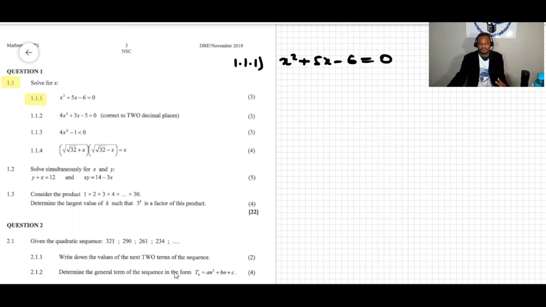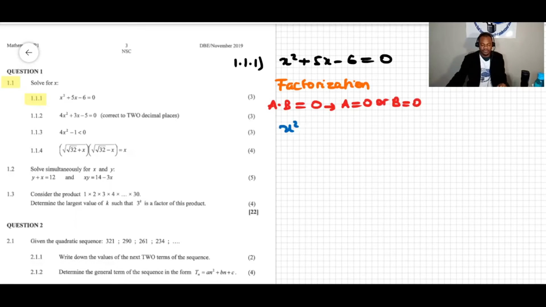So our trinomial, we can solve this by factorization. Factorization is when we change this trinomial in terms of a product of two binomials, something like a times b equal to 0, and then we know that a equals 0 or b equals 0. This is one of the properties of multiplication. That's what we're going to do.